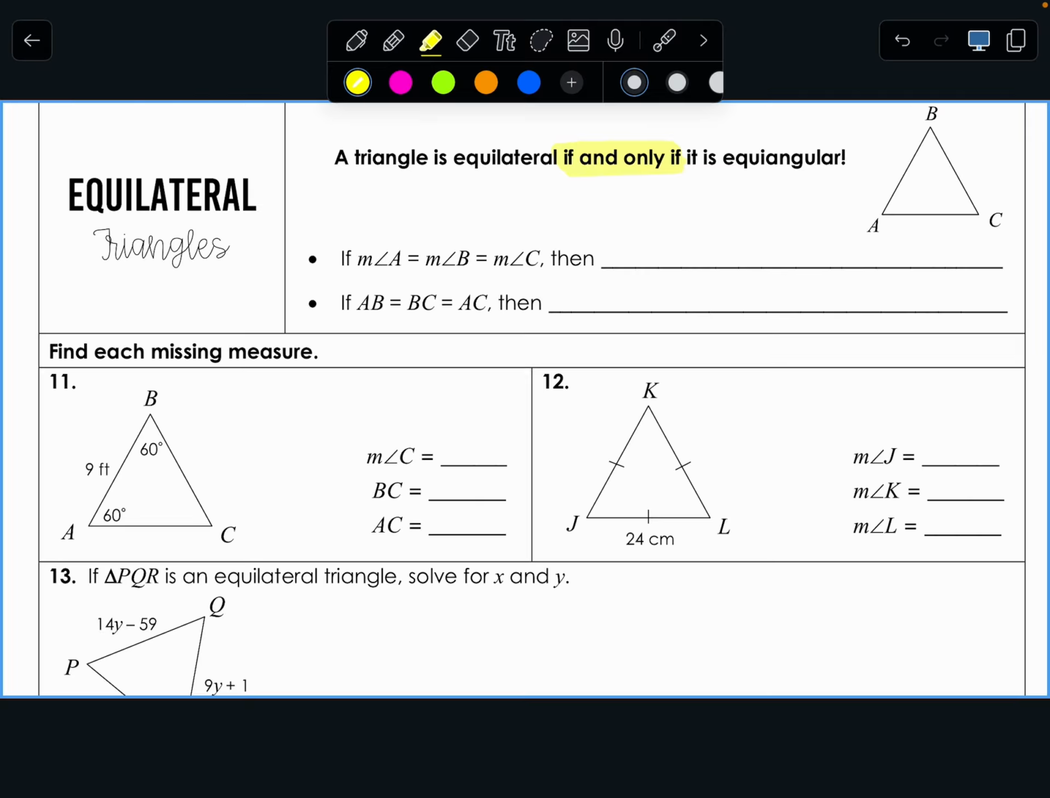But if and only if means there's no other way to do this. There's no getting around it. There's no sucking up. If and only if. A triangle is equilateral if it is equal angular. So it has to be both equal sides and equal angles. It has to be both. You can't have one without the other.